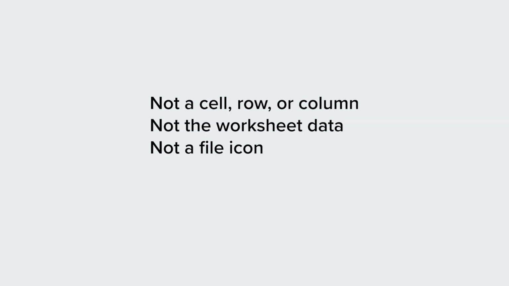A worksheet tab is not the same as a cell, row, or column. It is not the worksheet's data itself, and it is not a file name or file icon. It is not a separate file or the same as opening a new workbook. A worksheet tab is a navigation control that represents one sheet within a spreadsheet file.